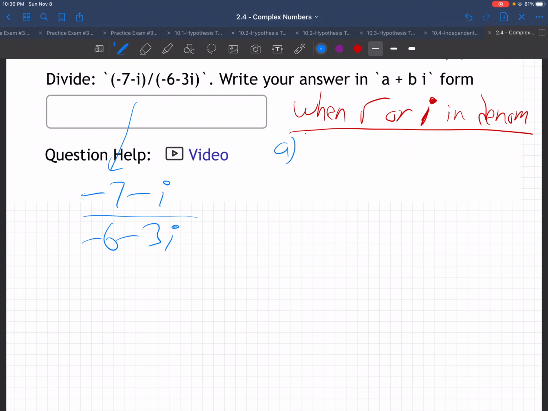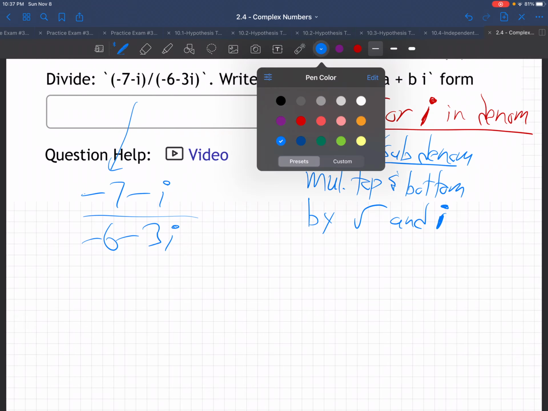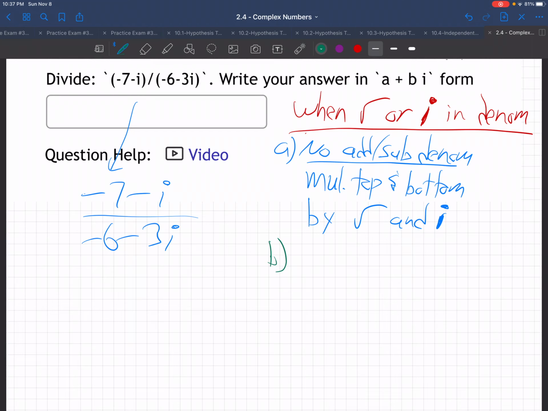So case A, no adding, subtracting in the denominator. Then you just multiply top and bottom by the root and the i. If you have them both, or if you just have one of them, you just multiply by what you got. Case B, this is our case. We have adding, subtracting in the denominator. That's our case. What do you have to do in that case? Something harder.